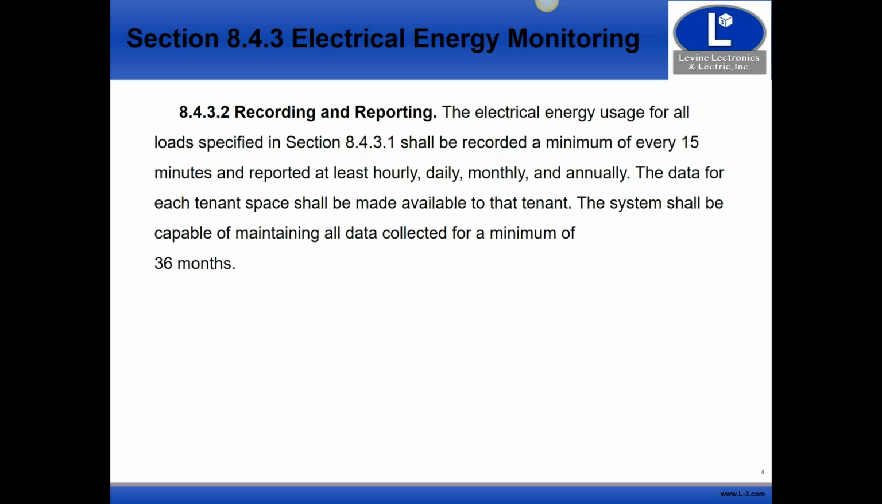And again, we're just touching on the electrical energy monitoring portion of ASHRAE, but there are also lighting and receptacle load requirements. So watts per square foot for a certain type of building in certain spaces that you have to adhere to. There's a lot that goes into how you have to design a certain type of building from an energy standpoint.